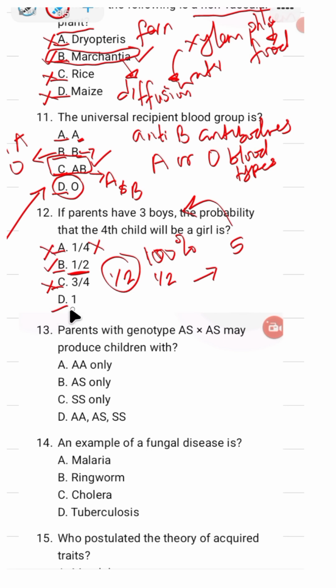Then probability of 1. That means it is certain. This would imply that the fourth child must be a girl, but this is not correct, because based on the laws of probability, you cannot 100% determine the sex of a particular child. You can only determine it after fertilization has taken place, using some medical means to detect the sex of the child. But to say that the next child will be a girl or a boy after intercourse is not certain. The answer is half, 50-50, boy or girl. So the answer is option B, that is half. Take note of that. Next one.